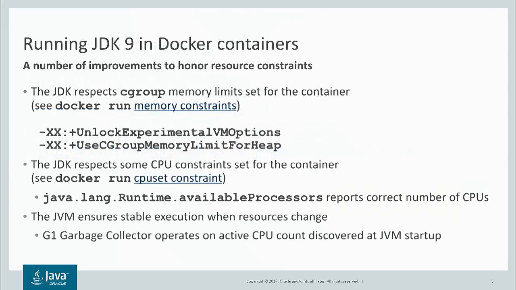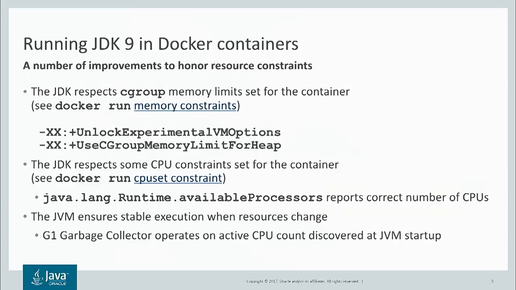So let's get into the first part of the presentation, running JDK 9 in Docker containers. We've done a bunch of improvements in JDK 9 to honor resource constraints in Docker. When you run a Docker container, it can be constrained in terms of memory and how many CPUs it has. The first one we respect now is cgroup memory limits that have been set by the container. And we've added an experimental flag here, you can see UseCGroupMemoryLimitForHeap. This is experimental at the moment, and we hope that you'll be able to get experience running this, and then we will switch it over to a default setting later on when we're comfortable we've got this right.